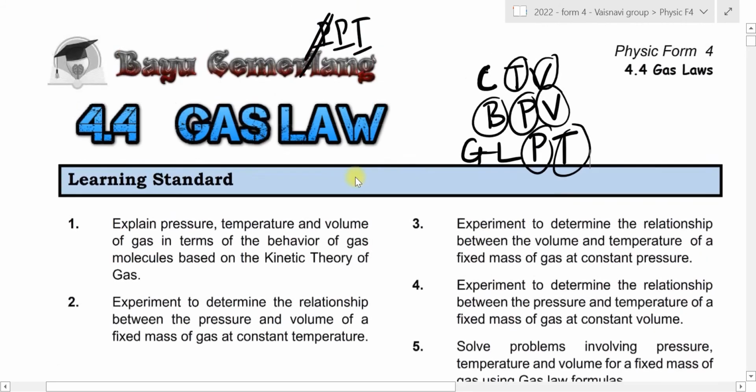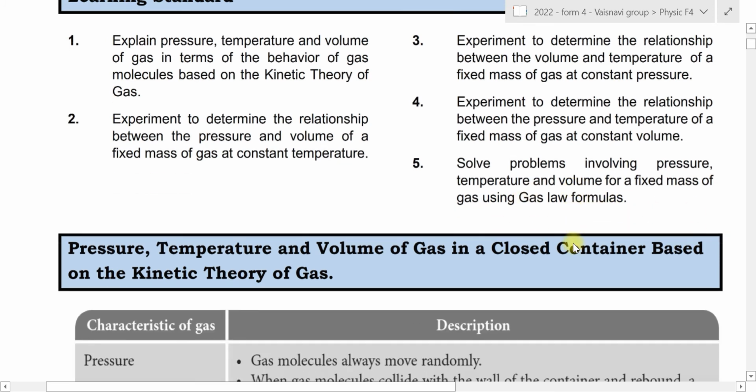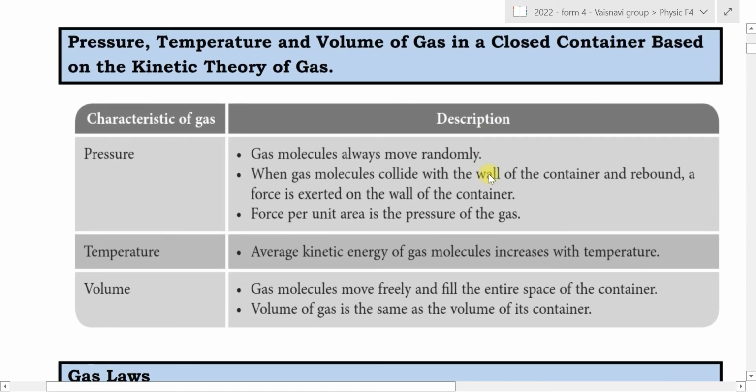Baik, kita akan tengoklah satu persatu. Baik, explain pressure, temperature and volume in terms of behavior of the gas molecule based on the kinetic theory of gas. And then all the three experiment lah. Experiment saya bagi last. Okay? And then solve problem involving pressure, temperature, volume for a fixed mass of gas using gas law formulas. Yang tu semua saya dah bagi semua dah.